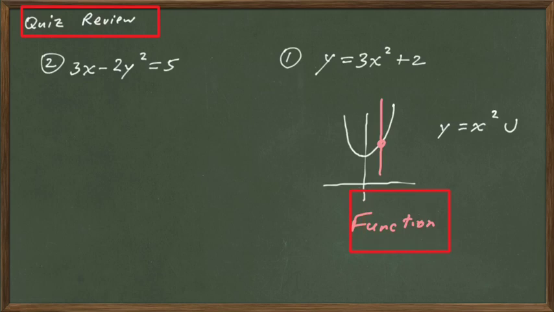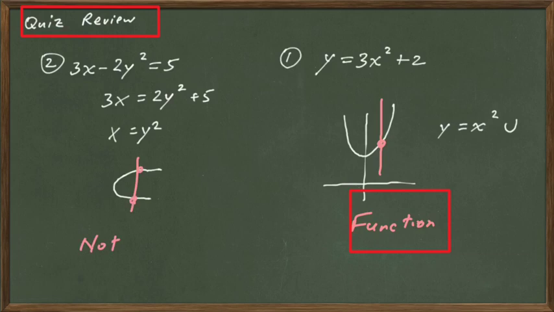Number 2 is x equals y squared. So it's x equals a y squared, which is a parabola opening to the right. So it's going to open like this. If you were to draw a vertical line, could it hit it more than once? Yes, so that means it is not a function.